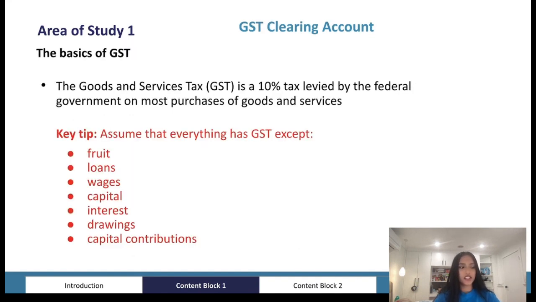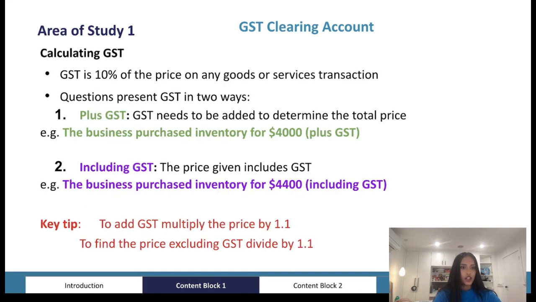Okay, moving on to the GST clearing account. GST stands for Goods and Services Tax, which is levied by the federal government. This tax is 10% on most goods and services. GST applies to all goods and services except for fruit, loans, wages, interest, drawings, and capital contributions. So GST is an additional 10% of the price on goods and service transactions.